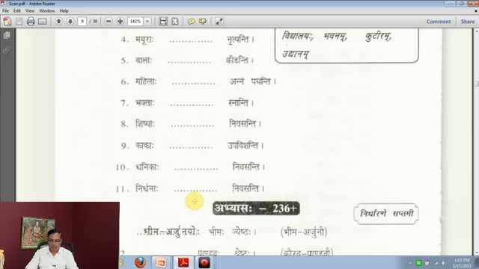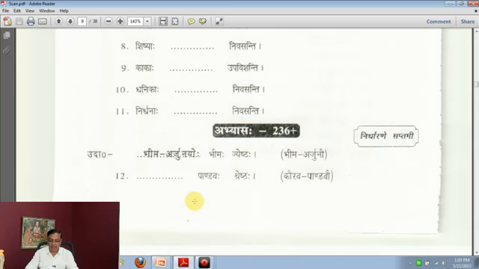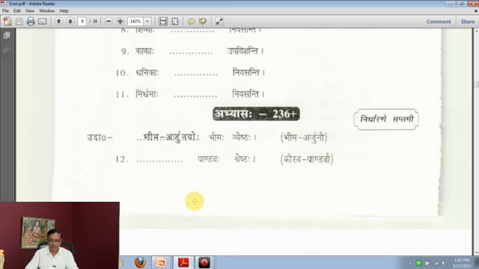So some more are coming here. Nirdharane Saptami. Next, this is an extension of the Abhyasa 236. That is why it is given 236 plus. Bhima Arjunayoho Bhimahas Jeshtaha. Nirdharane, in deciding who is what, we also use Saptami Vibhakti.